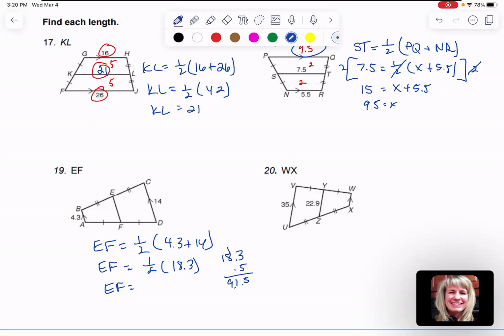So 9, sorry, I put that decimal in the wrong spot. So 9.15 will be that length right there. That was a mean one.